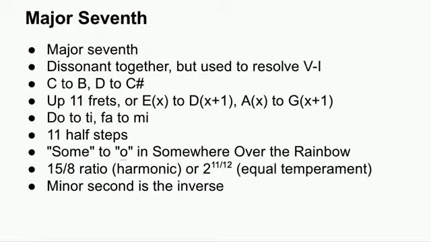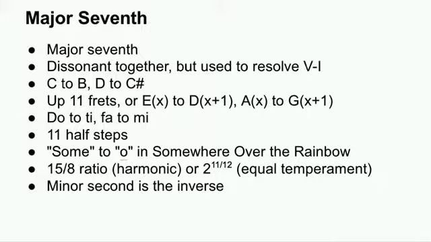The next interval is a major seventh. Again, we've already covered it as its inverse, which is a minor second. This is 11 half steps. It's very dissonant together. It's two adjacent notes, but turn them upside down. So B to C are adjacent, but if you go from C up to B, then that makes your major seventh. If you go up 11 frets or up two strings and down one fret on the first four strings on the guitar. Do to ti and fa to mi are the major sevenths.